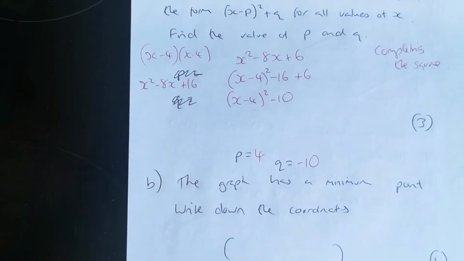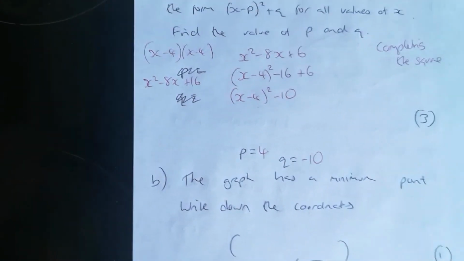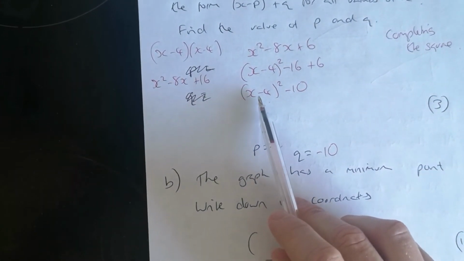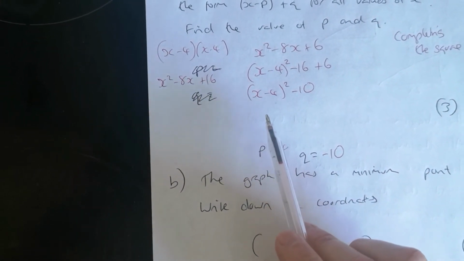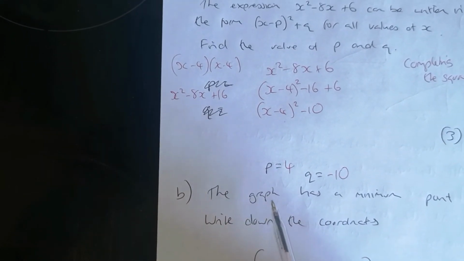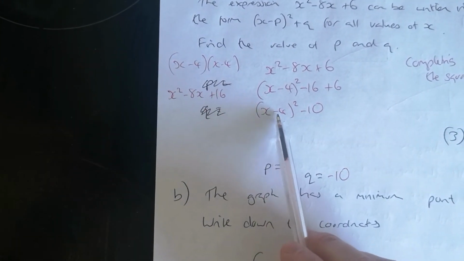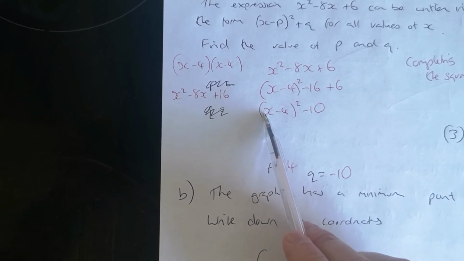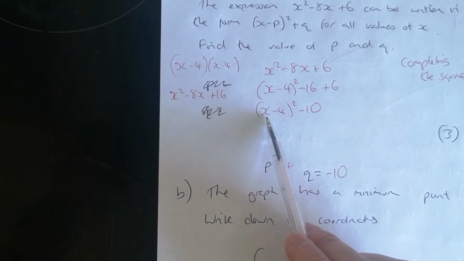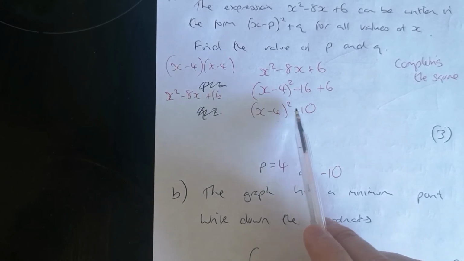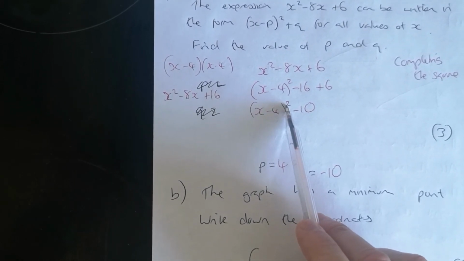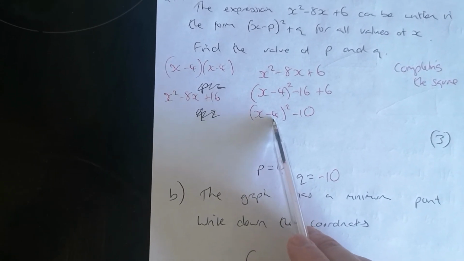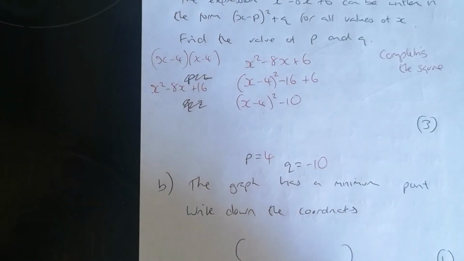Part B, the graph has a minimum point. Write down the coordinates. Now this is just using your answer that you had from part A. So your minimum point is the smallest possible value you could get from this graph. And the way you could do that is, what would x have to be to get the smallest possible number here? Well, the smallest possible number here would be if x is 4, because you're squaring it. The smallest number when you square something is 0. So 4 take away 4 is 0. 0 squared would be 0. So x is 4.